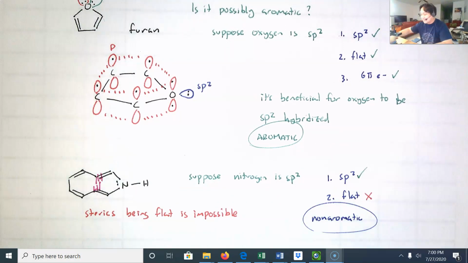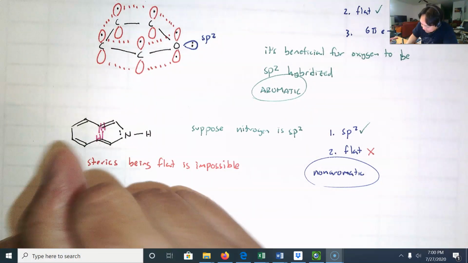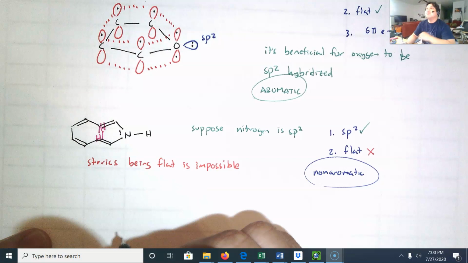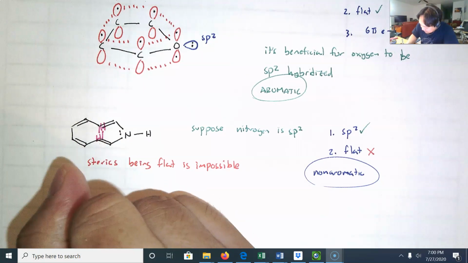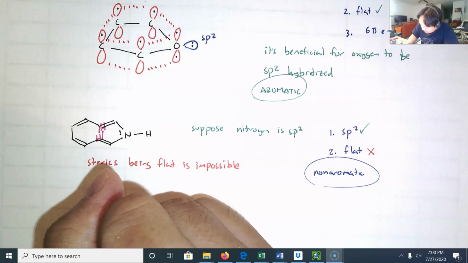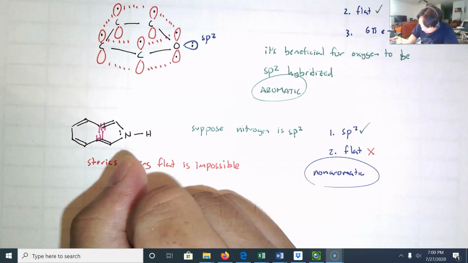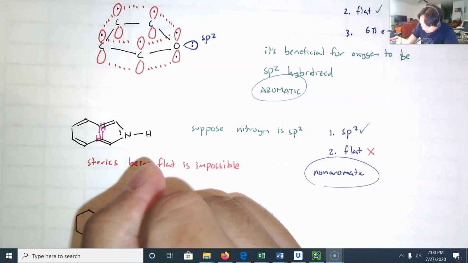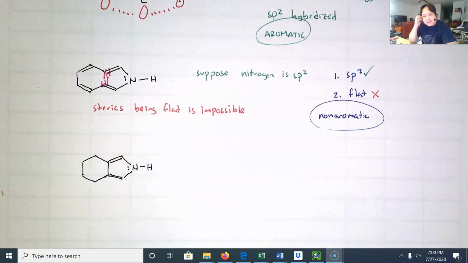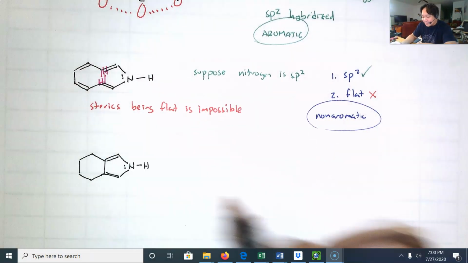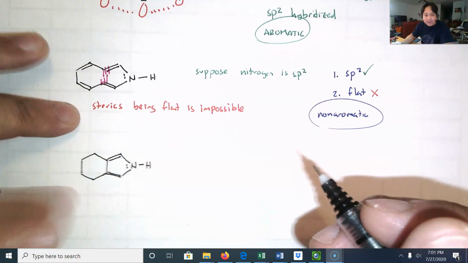But I have a fix. That fix is this. This will be good. What was that fix? The fix was I'm going to make a bond between these 2 carbons. So now those 2 carbons don't have hydrogens, and this can definitely be flat.